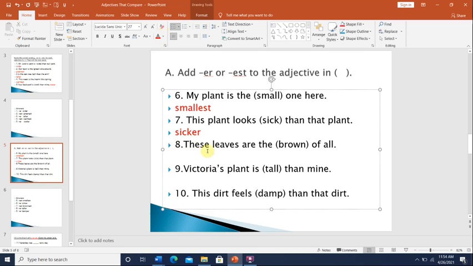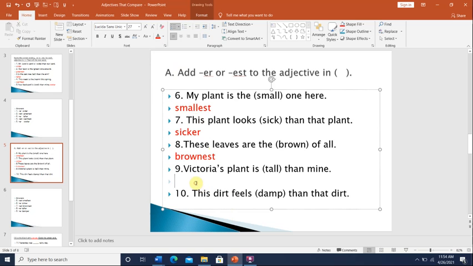Number 8. These leaves are the brown of all. We are comparing the leaves to all the other leaves. They are the brownest. Okay. These are the brownest leaves of all.